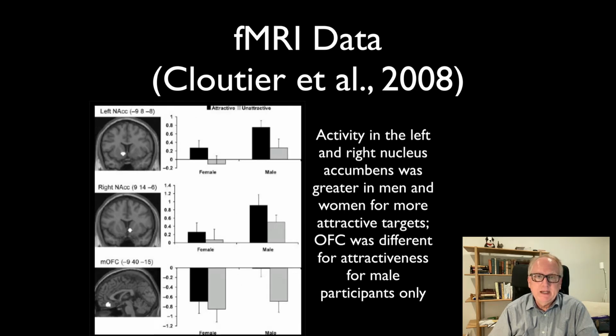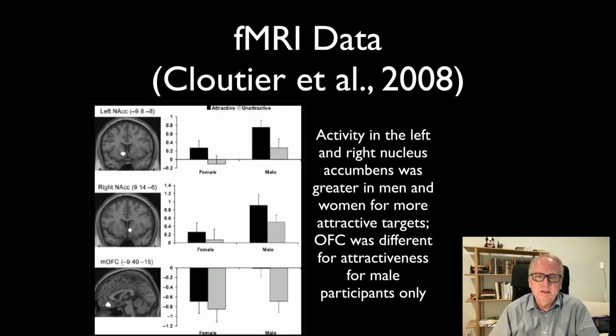But when they looked at the brain activity of these men and women, they found that activity in the left and the right nucleus accumbens was greater in the men and the women for more attractive targets. Okay, so this one area of the brain, the nucleus accumbens, which is considered part of the reward circuit in our brains, was greater for both men and women when they were looking at targets that they viewed as being attractive. The orbital frontal cortex, which has also been involved in things like addictions, was different only for male participants.